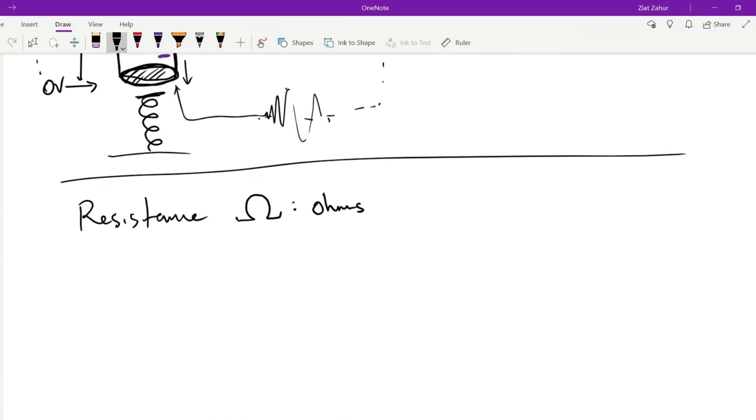All right. So omega is our new unit. It's ohms, and this is how we measure resistance. Now, what is a resistor? What does it look like? I'll show you with a simulator in a second.